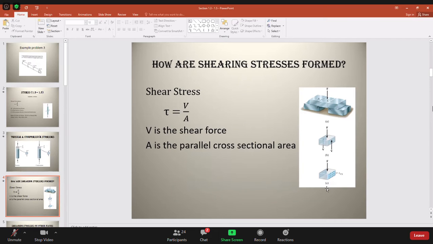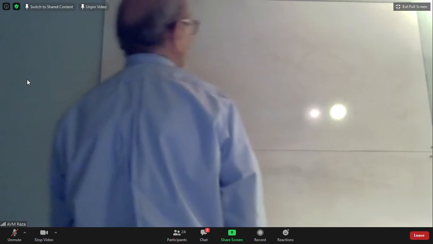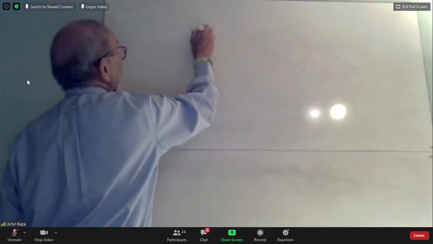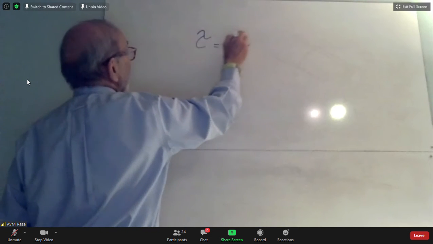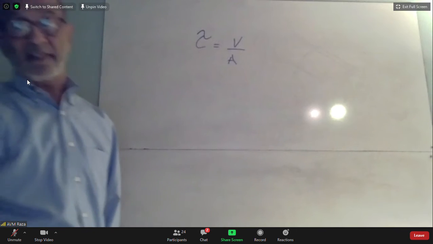Well, there's something I want to show you about shear stresses, which you need to understand because it is going to stay with you and you will have to be using it again and again. The first thing is that shear stresses are defined for parallel areas as opposed to normal stresses, and tau is equal to V over A is the basic formula for shear stresses.